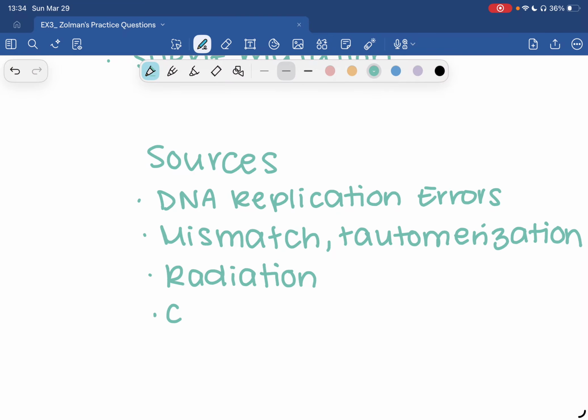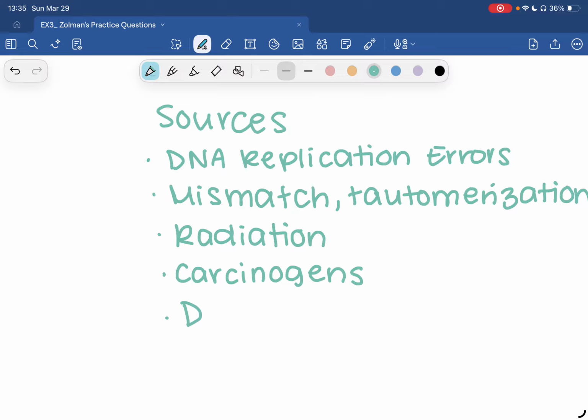You also have things such as carcinogens. Some chemical analogs can mimic nucleotides and be mistakenly incorporated into the DNA, and this can lead to incorrect base pairing in subsequent replication. Okay, and then you also have DNA slippage. This is just when insertions or deletions can cause mutations.